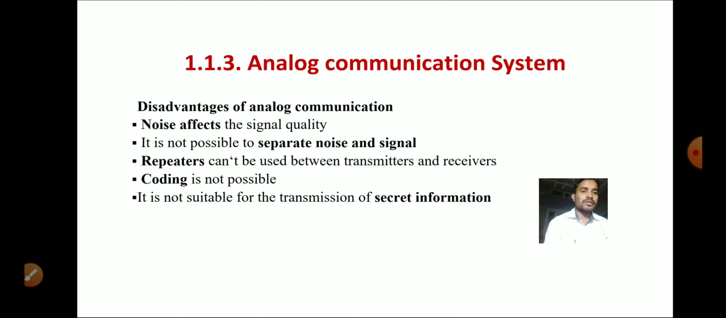In analog communication systems, we cannot use or implement a repeater between the transmitter and receiver, so we cannot transmit the message signal over a long distance. And coding is not possible in analog communication systems. If coding is not possible, we cannot send secret messages or secret information from sender to receiver. So the last point is that it is not suitable for transmission of secret information, as coding is not possible in this technique.